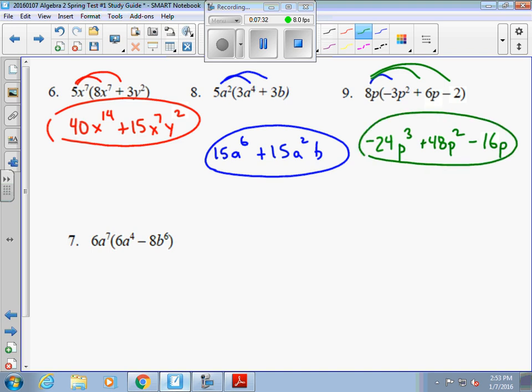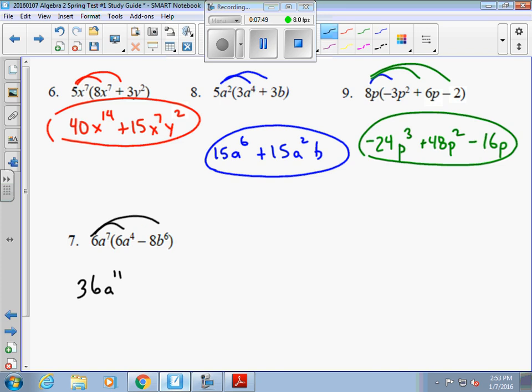Went back and added in number 7. 6a to the 7th times 6a to the 4th minus 8b to the 6th. 6a to the 7th times 6a to the 4th. You multiply 6 and 6 to get 36. A to the 7th times a to the 4th. You add the exponents, a to the 11th.